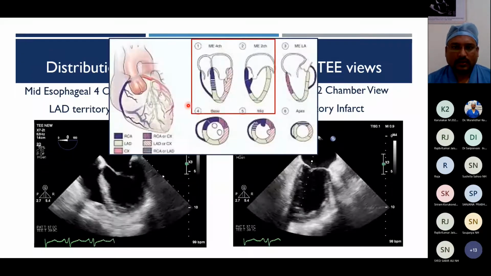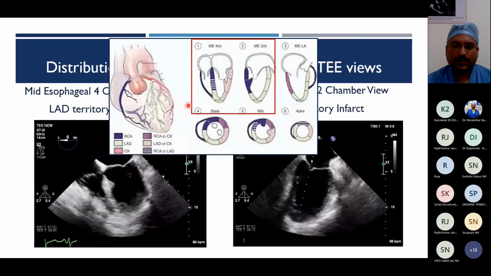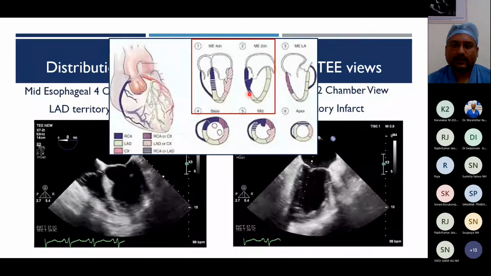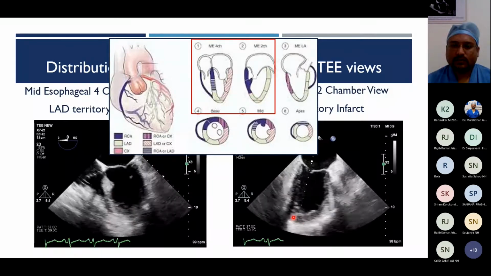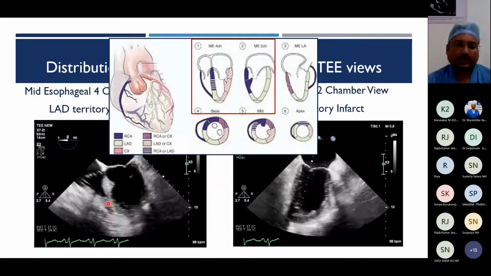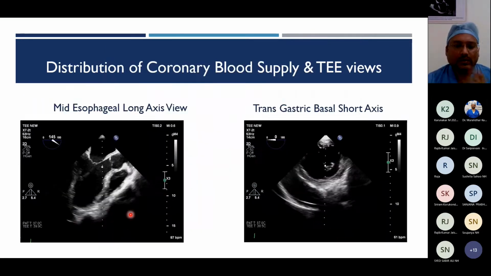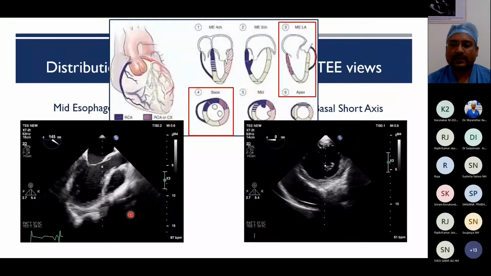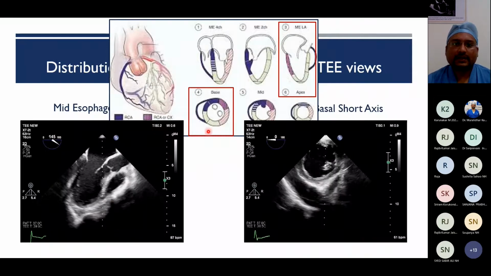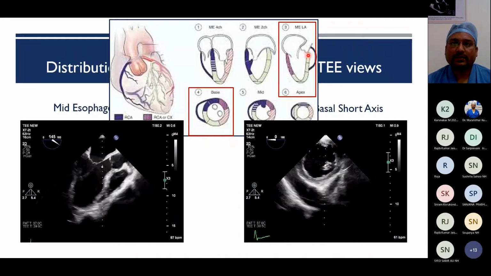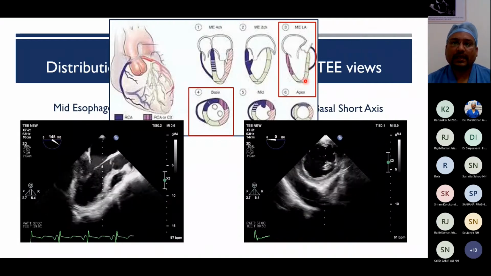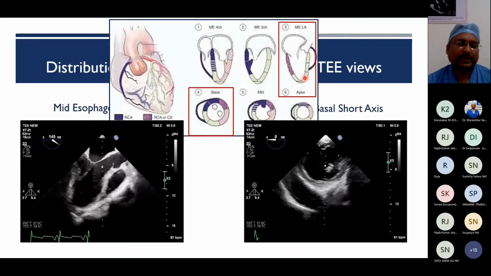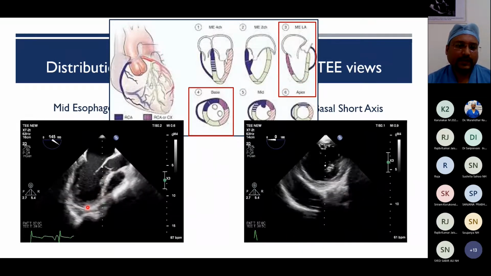This is depicted in this animation here. This is LAD and this whole thing is LAD. You can see this whole area is almost akinetic, and the area here is also akinetic. In the same patient, in the midesophageal long axis view and the transgastric basal short axis view, you can see the distribution of the LAD from the basal anteroseptum, mid anteroseptum and apico-anterior, apico-septal segments. All segments have akinesis here.